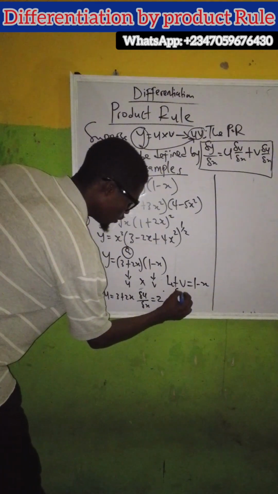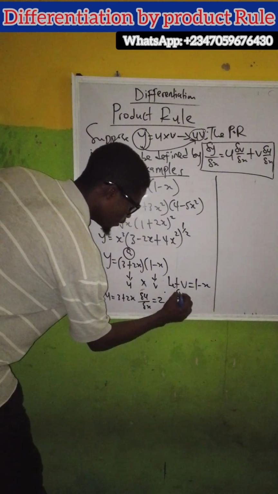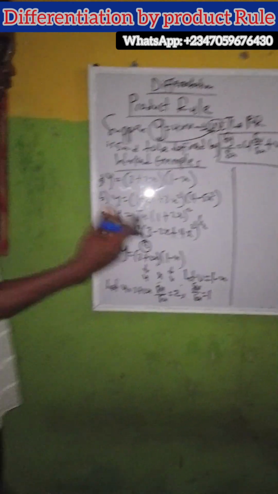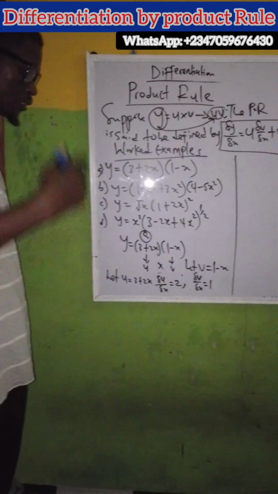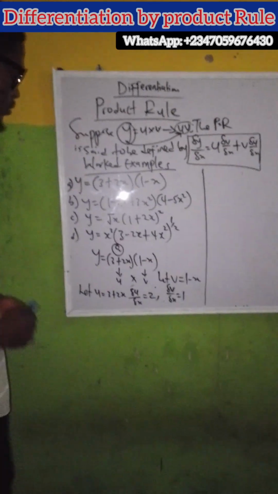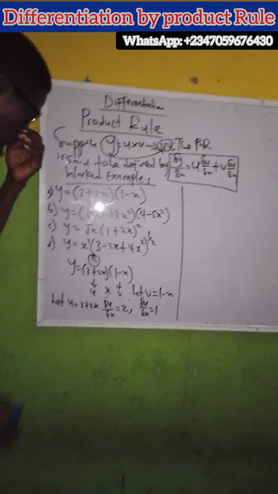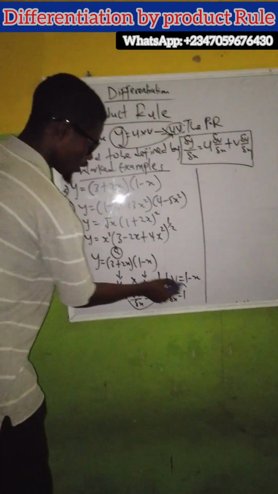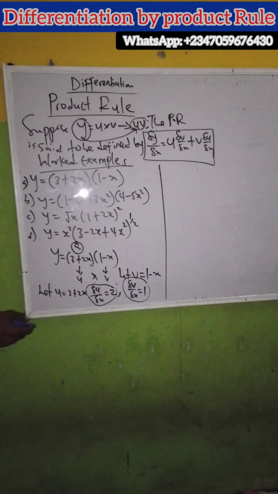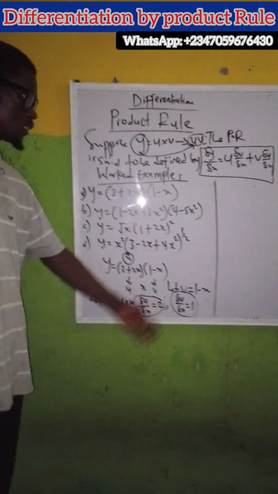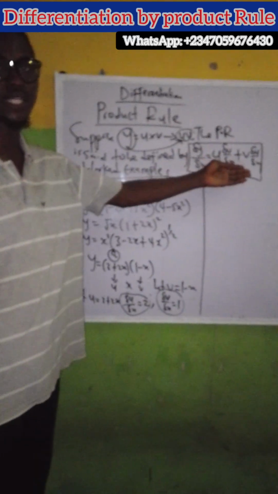So the dv over dx becomes 1. Remember, if we differentiate 1x it is 1, 2x is 2, 3x is 3, and 1x is the same thing as x, okay? So no big deal about that. We've been able to get our du over dx, and we'll be able to get the dv over dx. So what is left is substitution. We also know what our u and v are, so what is left is just for us to substitute inside the formula.